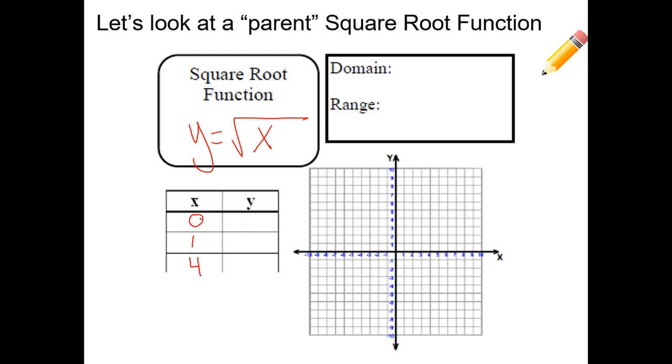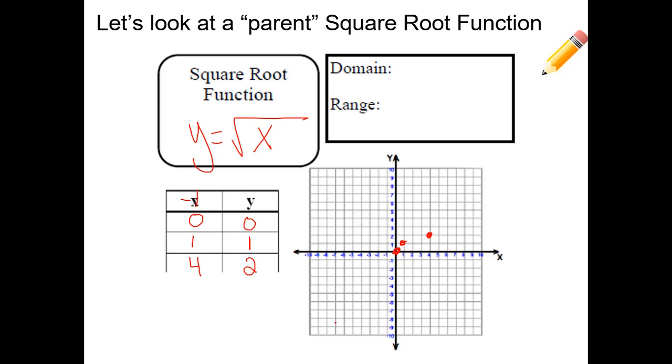If I take those and plug them in, I want to square root them. So the square root of 0 is 0, the square root of 1 is 1, and the square root of 4 is 2. So I'm going to graph that. I got (0, 0), (1, 1), and then (4, 2). So my graph's going to start here, because think about it. If I plug negative 1 in, I can't do the square root of negative 1. That doesn't work.